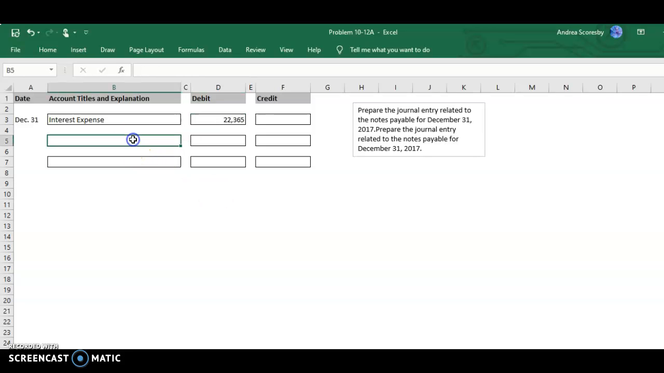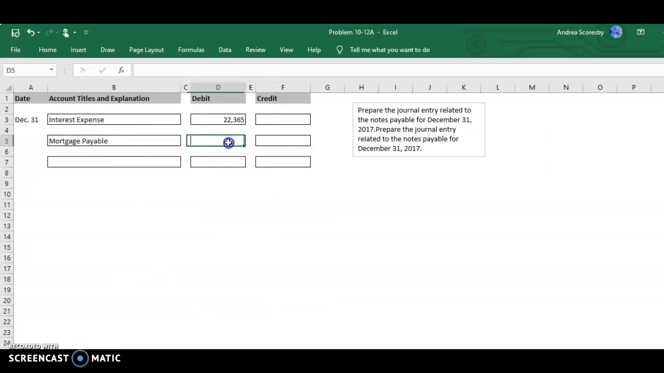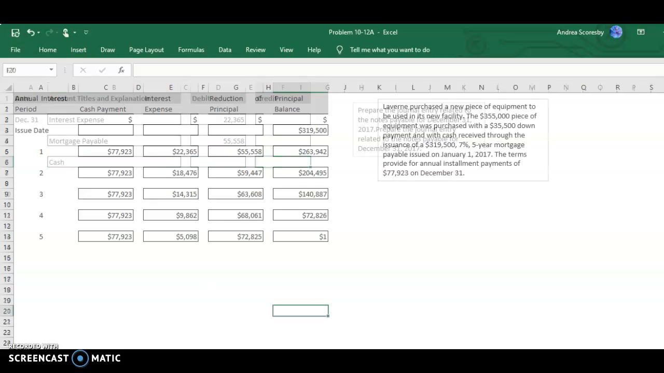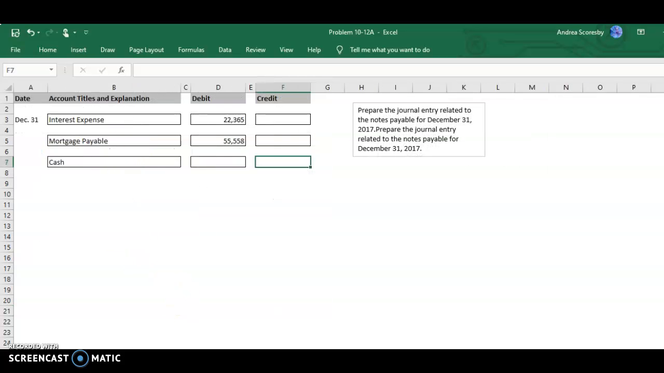And since this is a mortgage payable, we're also going to debit mortgage payable for the amount of the reduction of principal, which was $55,558. And then since we are making a payment, we need to credit cash, and that's going to be for our cash payment amount of $77,923. And that completes the journal entry.